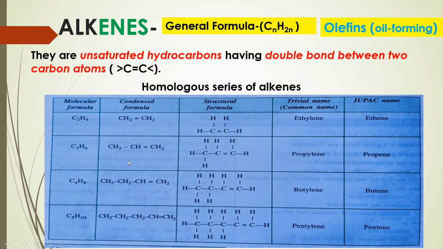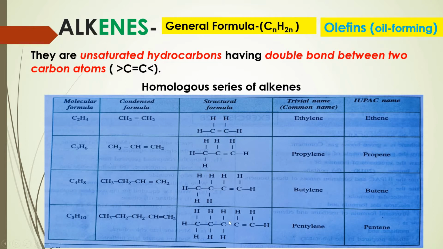The second compound in the homologous series of alkene is with three carbon atoms, therefore it is prop. So it is propene. This is the condensed formula having a double bond between two carbon atoms. This double bond can be between this and this carbon also. It can be anywhere, but there has to be a double bond. This is the structural formula, and this propene is also commonly known as propylene.